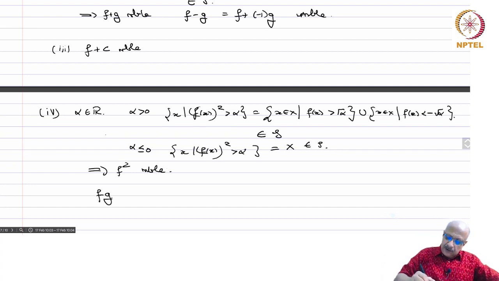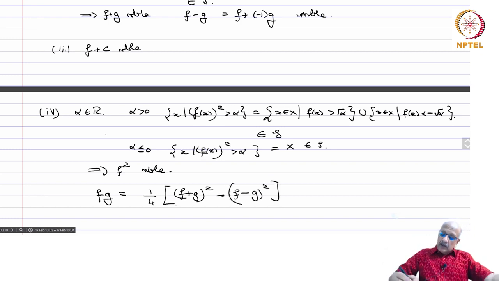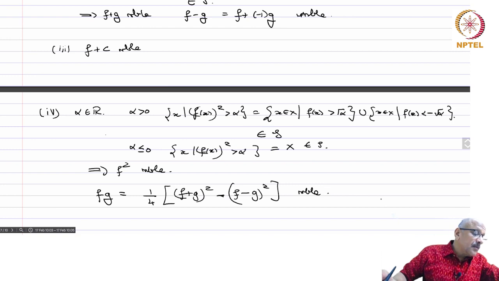Now fg can be written as 1 by 4 times (f plus g) squared minus (f minus g) squared. Now f plus g is measurable, so the square is measurable. f minus g is measurable, so the square is measurable. The difference of measurable functions is measurable. Multiplying by a constant 1 by 4 is measurable, so this is measurable. Okay, so this proves this.